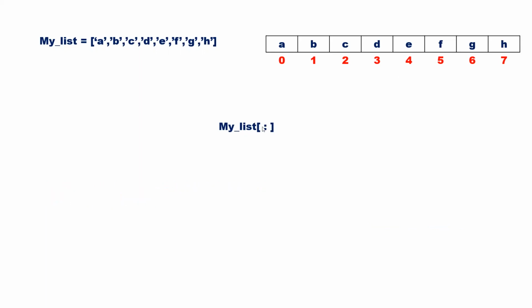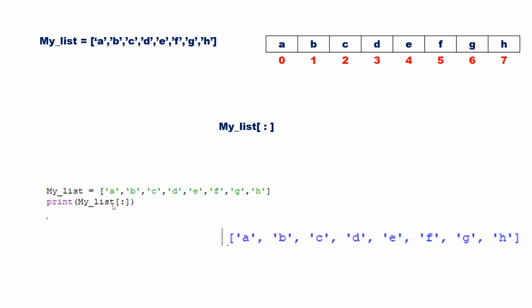If you are not giving the start value and end value, then the entire list will be retrieved. So print my list with just a colon inside the square bracket will retrieve the entire list. We are not specifying the start value, end value and the step value. So by default, the entire list will be retrieved. So print my list colon, and we will get the entire list.